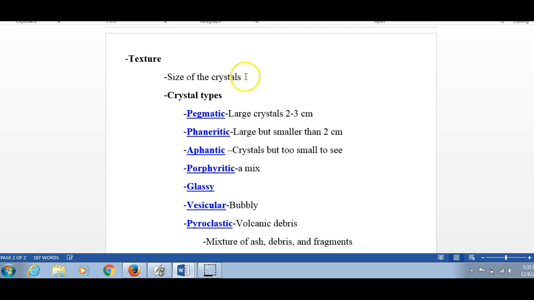The next thing you're going to need to do is complete the lab to identify some igneous rocks and show me that you can do that. Hope this helps. Make sure you annotate these and bring them in and show them to me.